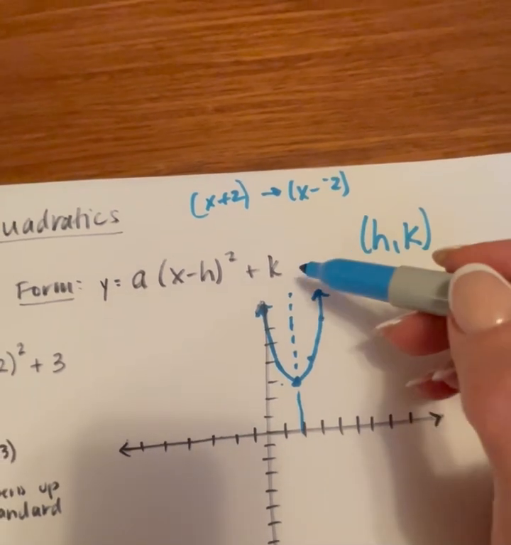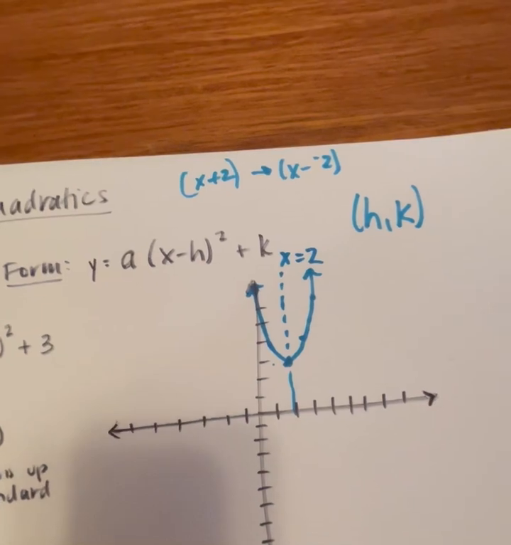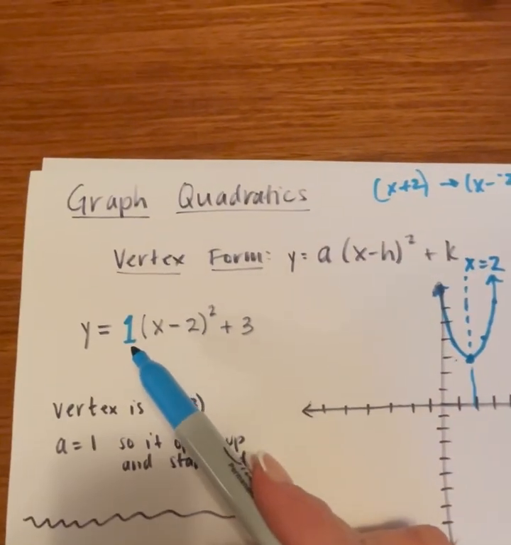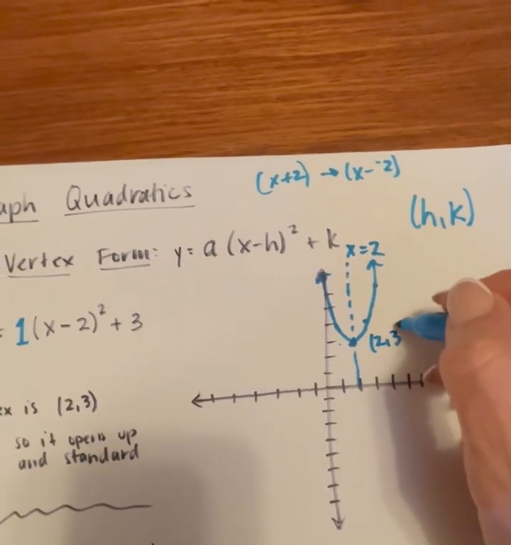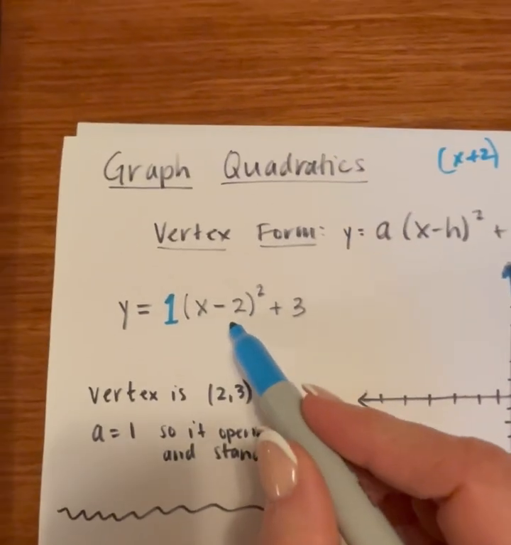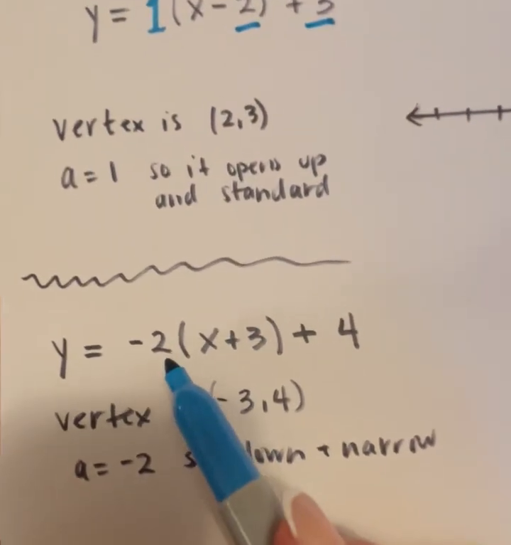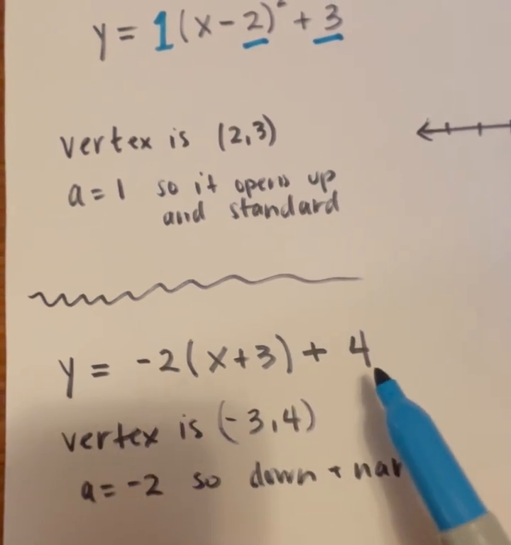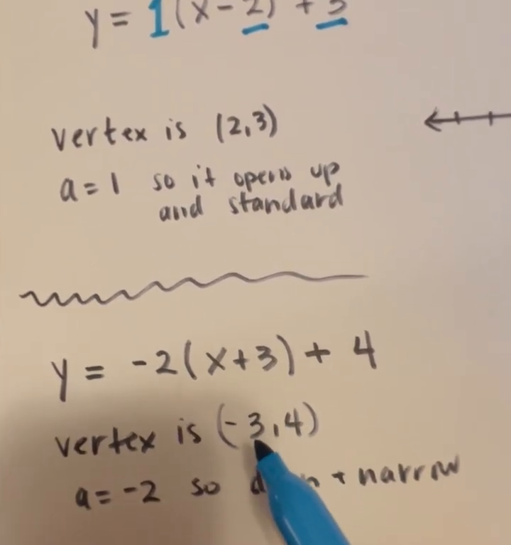Axis of symmetry is still right through the vertex, so that's the equation x equals positive 2. Again, it's a standard width and opens up because a was 1. The vertex is at (2, 3) because of the location of this number and this number. In this example, we have a negative 2 in front. The vertex is (negative 3, 4) because this plus really implies minus a negative, so it's a negative 3.